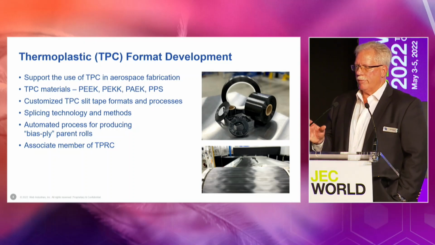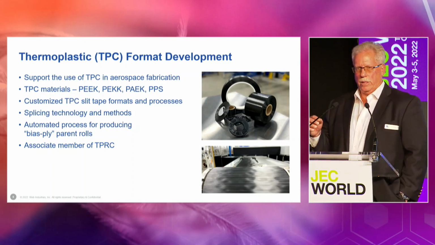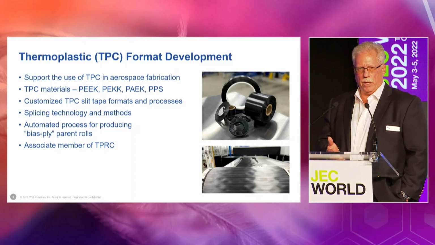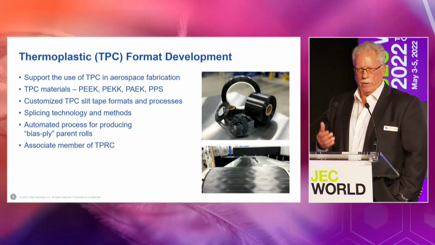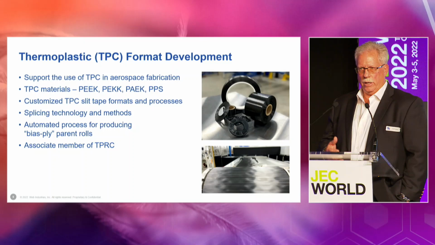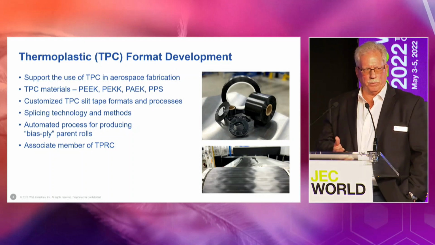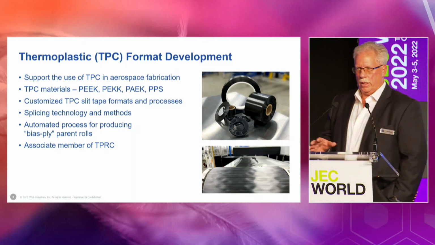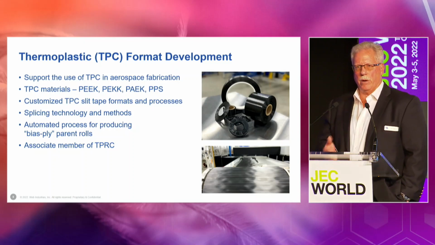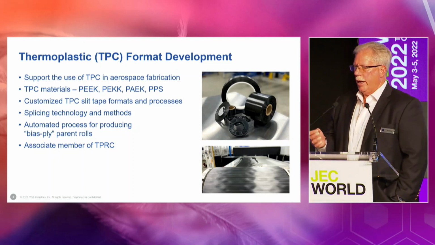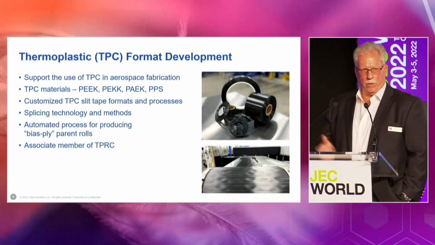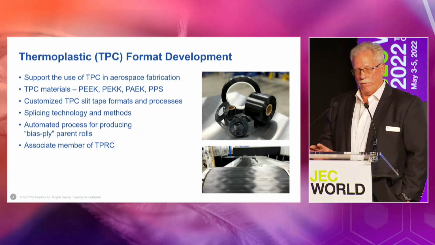From that, we also have to customize the formats, not only to meet that, but we have to be able to splice those materials. We have to be able to create very large format rolls, large material, because you're not using the freezers. It's environmentally friendly material, and it can stay on a machine overnight, and you don't have to worry about the thermoplastic material out time or anything like that for processing.